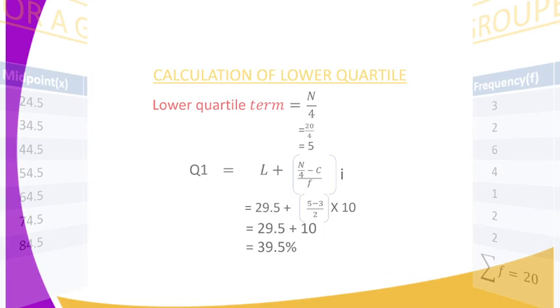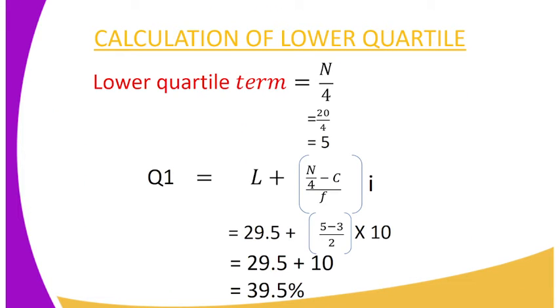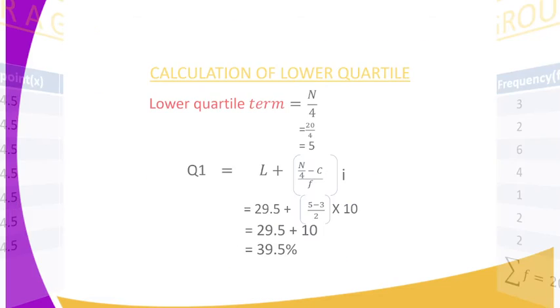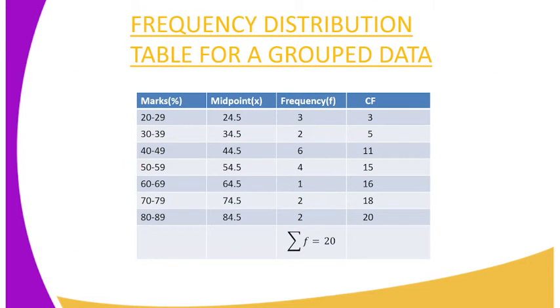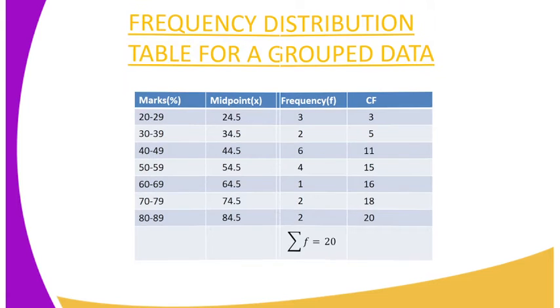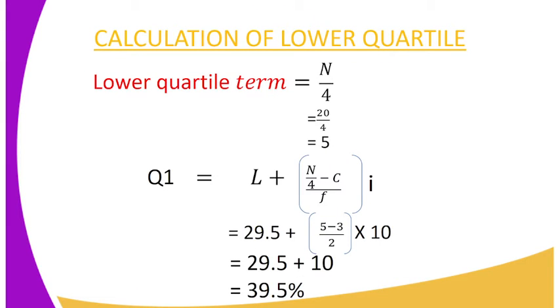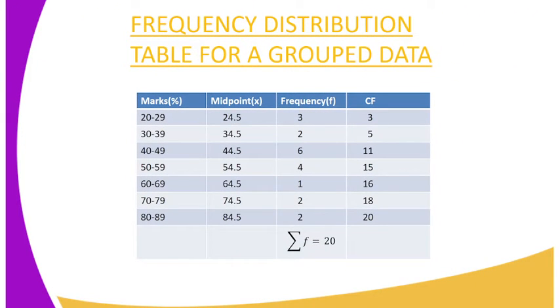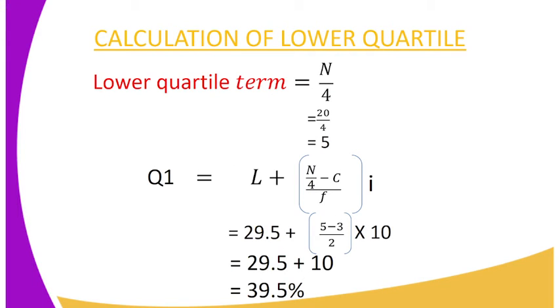Then 2 you divide by the frequency of the median term, which in this case is 2. As you can see in the table, for the fifth term the frequency is 2. You divide by 2, then you multiply by i, the class interval, which as far as this table is concerned is 10. How do we calculate the class interval? 29.5 is the upper class limit, and the lower class limit in this case is 19.5. 29.5 minus 19.5, you will end up getting 10 as the class interval. So you multiply by 10, and the answer becomes 10.